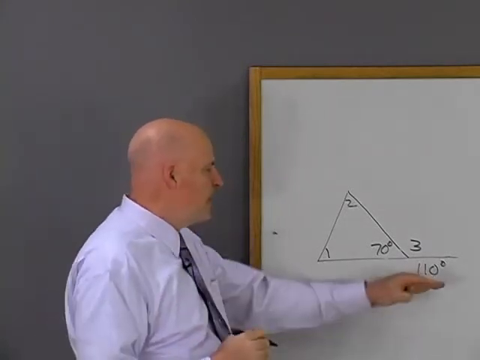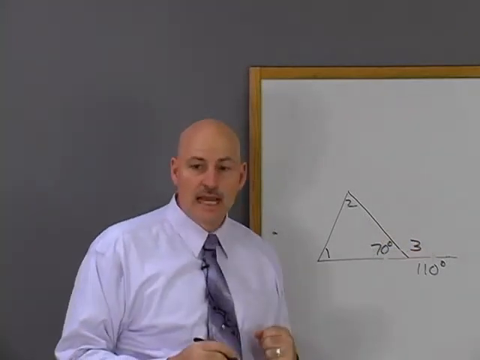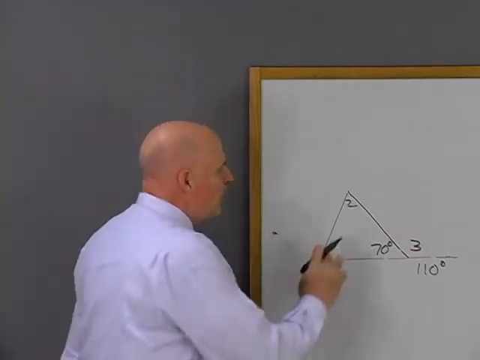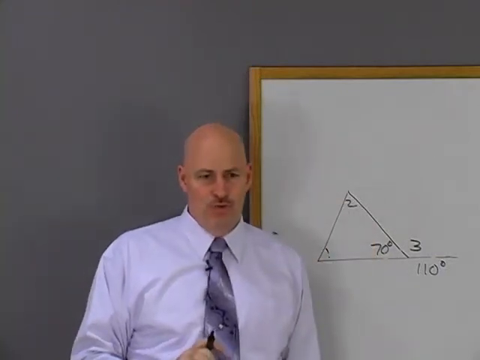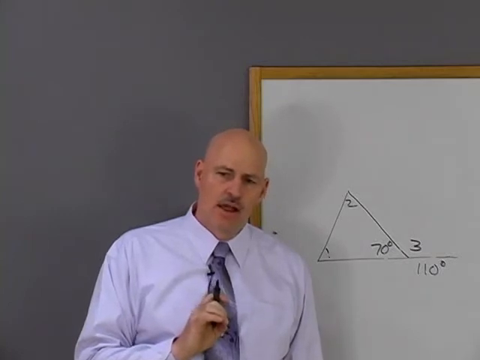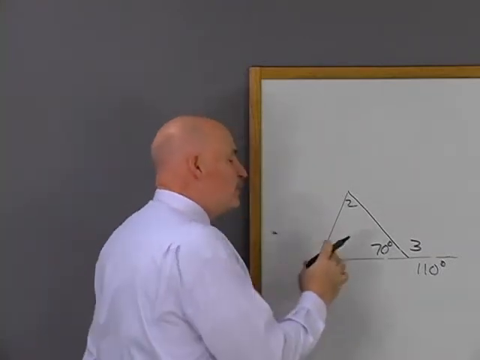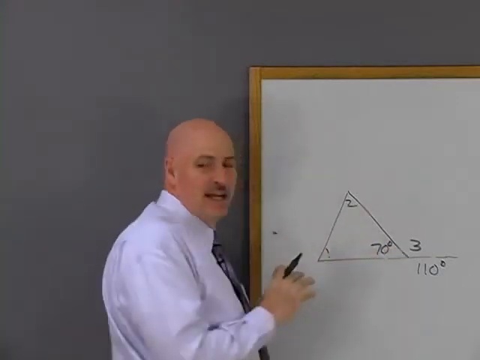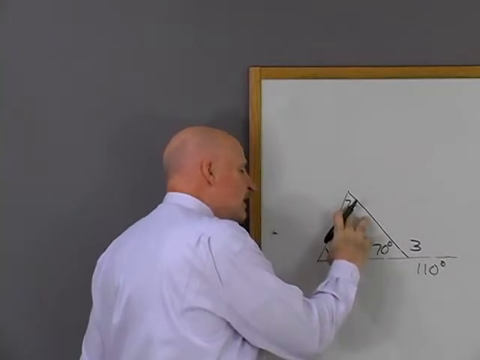Supplementary. They make a straight line and they add up to 180. What would angle 1 and angle 2 add up to? 110. How do you know that? Well, because it's a triangle and triangles need 180 degrees. We already have 70. Okay, so triangles also need 180. Just like lines need 180, triangles need 180.